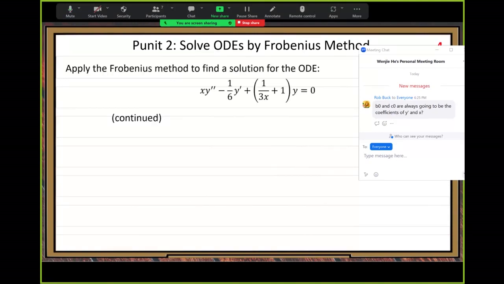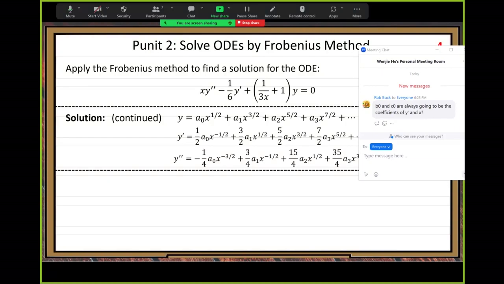Same question, continue. I copy these three power series expansions for y, y prime, y double prime. So we try to make these terms. This one you need to practice. This one you need at least 10 minutes, probably a little more than 10 minutes. Then we start with the first term, x times y double prime, plus 1.